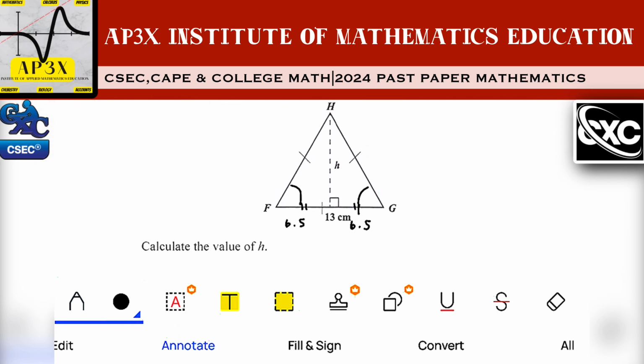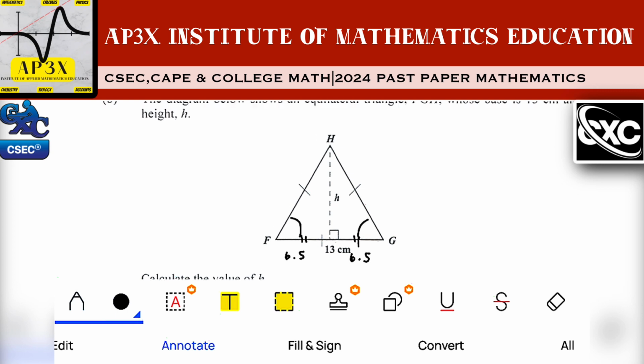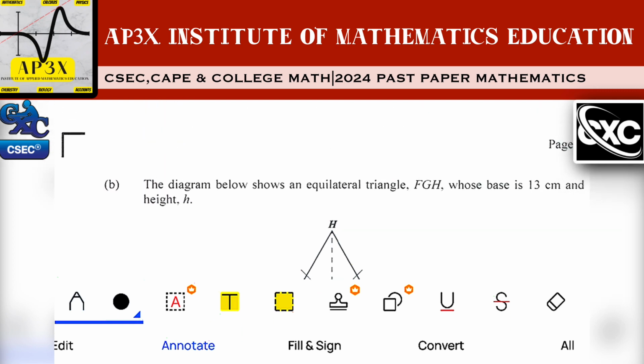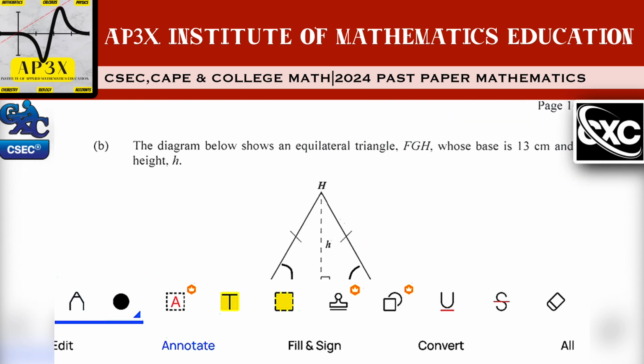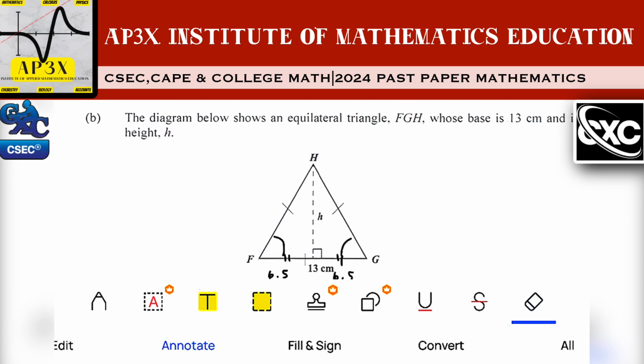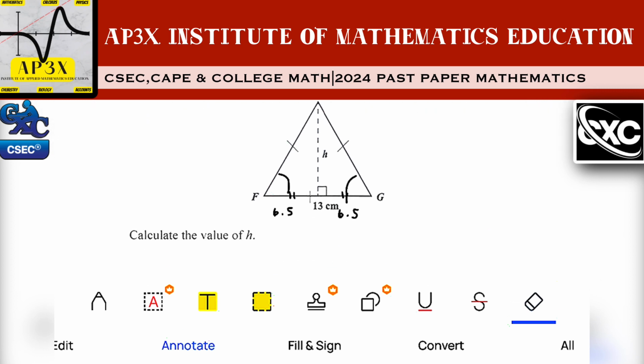Calculate the value of h. All right, so do we have any information here? We know that this is 90. All right, and let's see here. All right, guys, so I think I may have misread the question. It did not say an isosceles triangle. It in fact said an equilateral triangle. I completely missed this here.